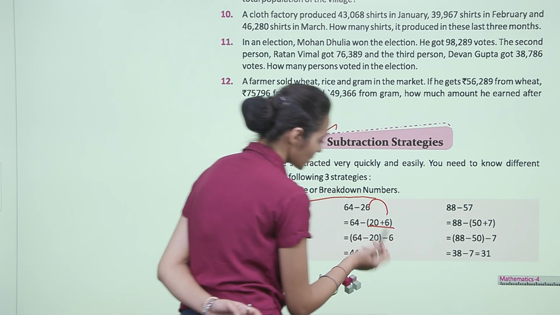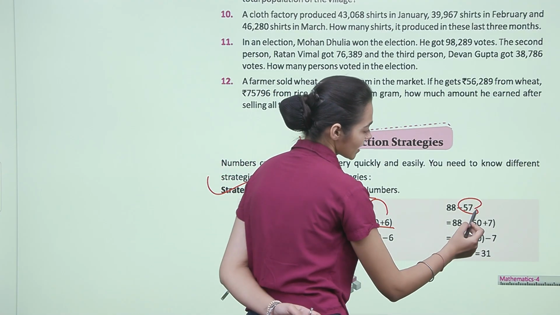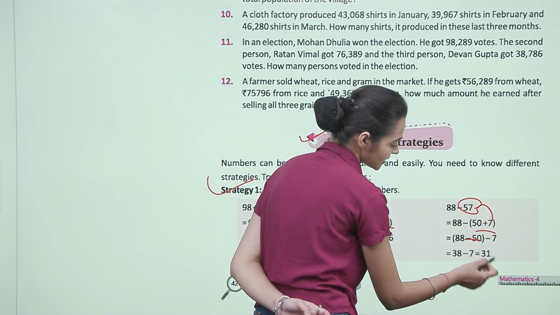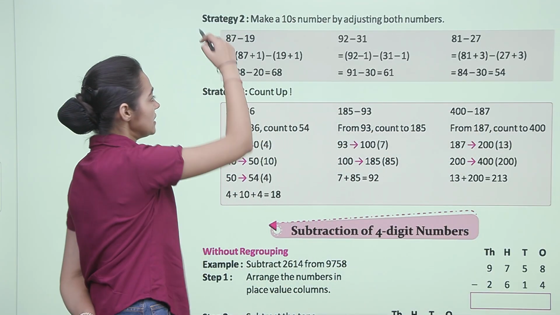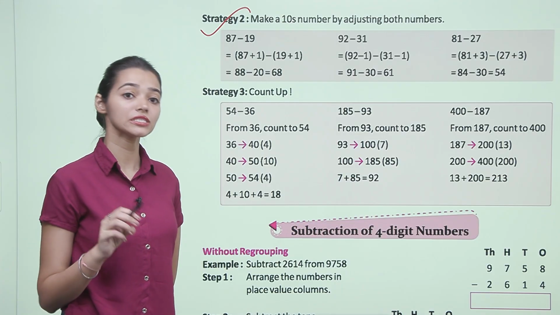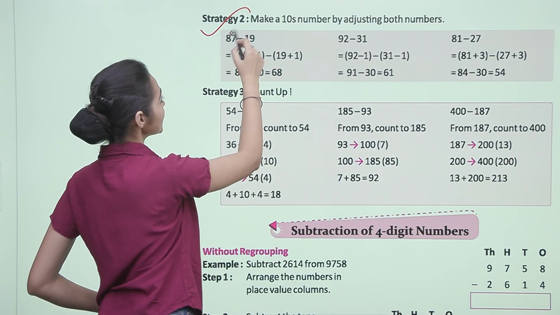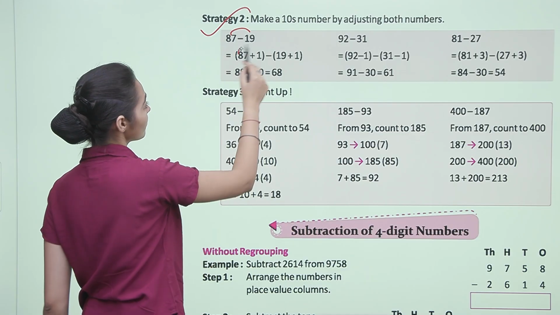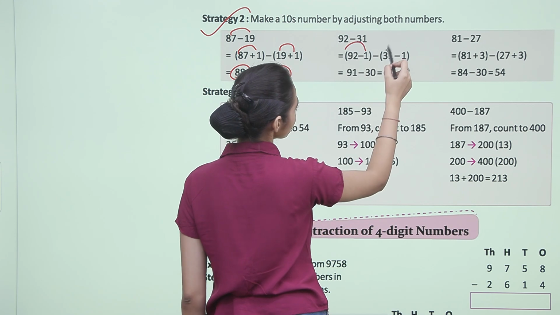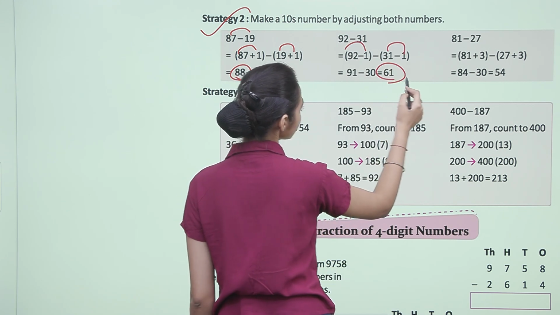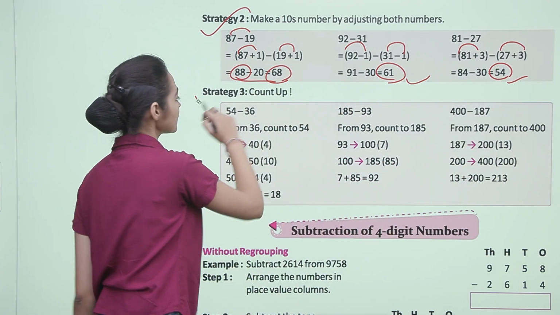Now 26 can be written as 20 plus 6. Firstly we subtract 20 and after that we get 38. 57 can be written as 50 plus 7, subtracting 50 and then 7, it becomes 31. Now the next strategy says make tens by adjusting both the numbers. That means we can write 87 minus 19 as 87 plus 1, 19 plus 1, that is 88 minus 20, 68. 92 minus 1, 31 minus 1, that is 91 minus 30, 61. 81 plus 3, 27 plus 3, that is 54.